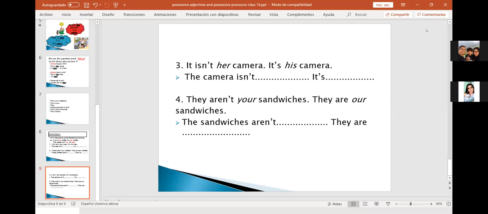Acuérdense que en possessive pronouns ya no repito el nombre, all right? They are ours, yes? Ours con S. Ours con S, that's right. Okay. Si usted lo deja sin S, they are our. Ahí sí necesita, they are our sandwich. Okay? Yes. All right, guys, let's see.